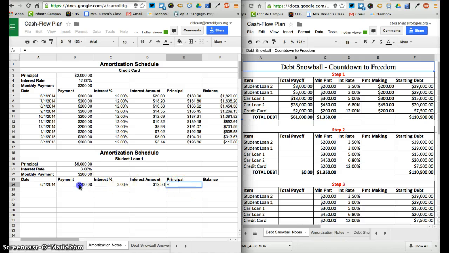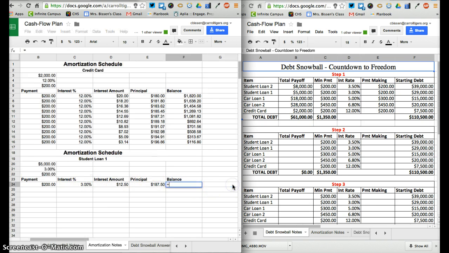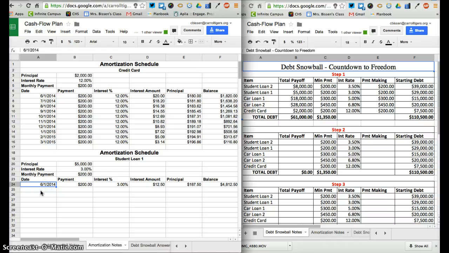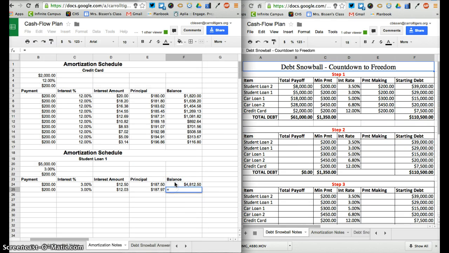My principal is my payment minus my interest. My balance is my previous balance minus my principal. Again, we have to do one more line, 7114. My payment, interest, my previous balance times my interest rate divided by 12. My principal equals my payment minus my interest. And my balance equals my previous balance minus my principal.